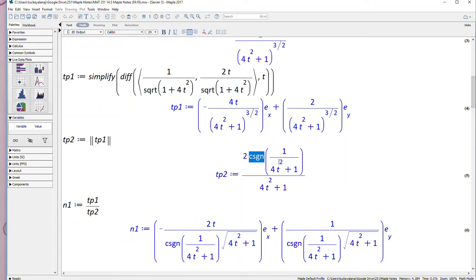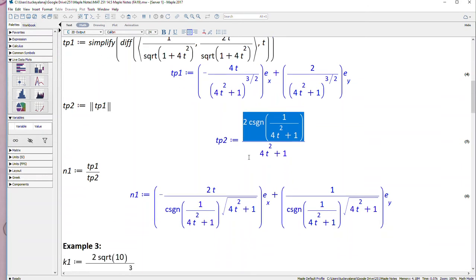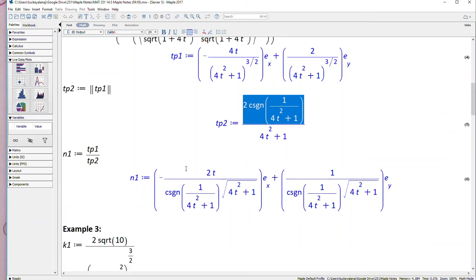S-I-G-N, not cosine like trigonometry. All it means is that this is plus or minus one. So it means that it's either positive or negative. That's it. So don't freak out. It doesn't really mean anything. I mean, it means something, but you would either pick the positive or the negative one.